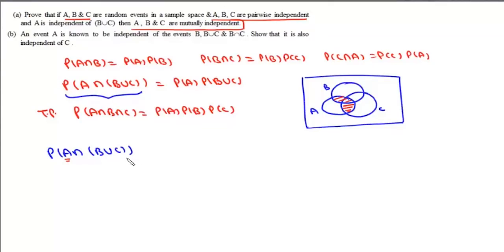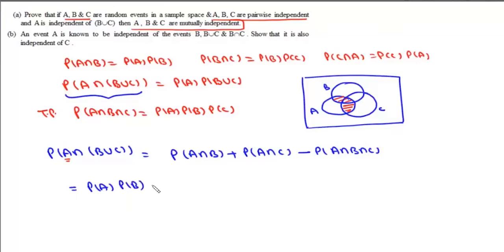So this P(A ∩ (B ∪ C)) is actually equal to the probability of A ∩ B plus the probability of A ∩ C, and since we have taken this region twice, it will be this minus the probability of A ∩ B ∩ C. Now we can write this as probability of A times probability of B plus probability of A times probability of C minus probability of A ∩ B ∩ C. Now we are given that it is equal to P(A) times P(B ∪ C).